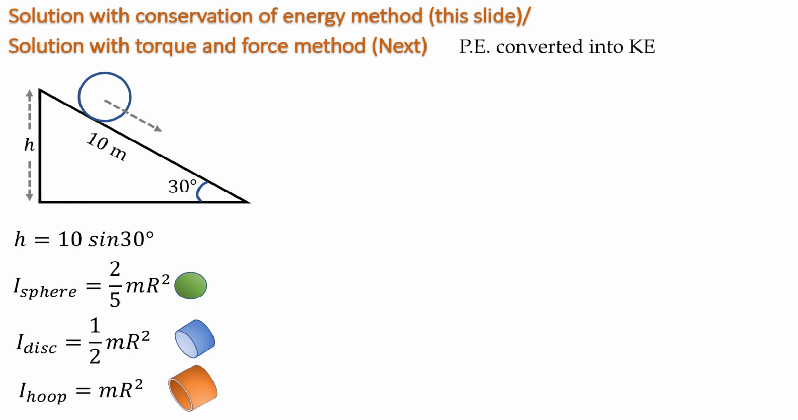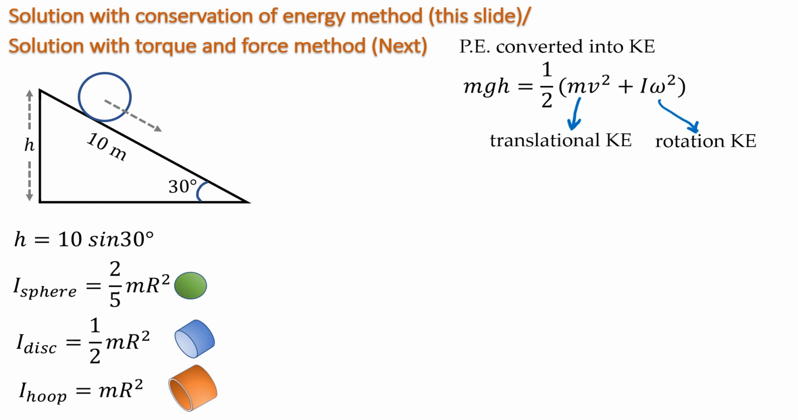Based on conservation of energy, if it drops a height h, the potential energy mgh should get converted into kinetic energy. But wait, here we have two kinds of kinetic energy, translational kinetic energy and rotational kinetic energy. The translational kinetic energy, which we all know, is half mv squared, and the rotational kinetic energy is half times moment of inertia, which is I, times angular velocity squared.